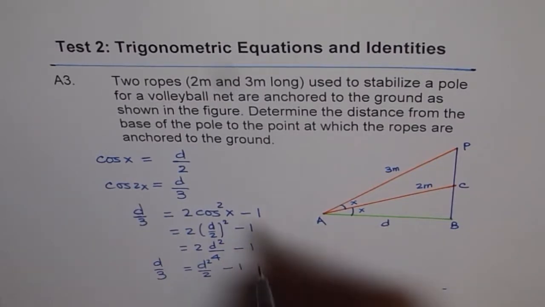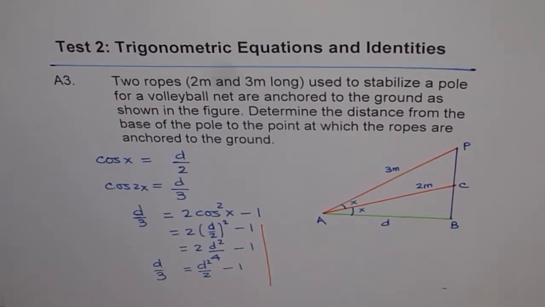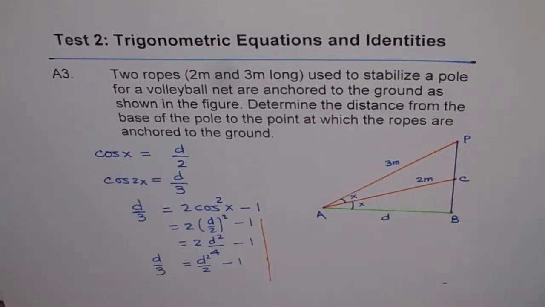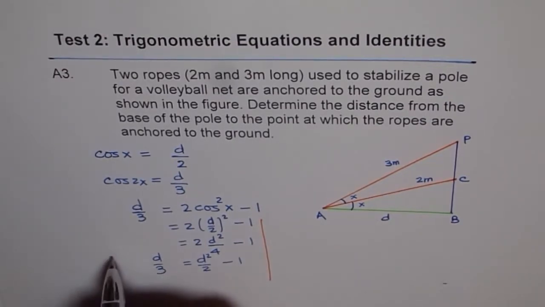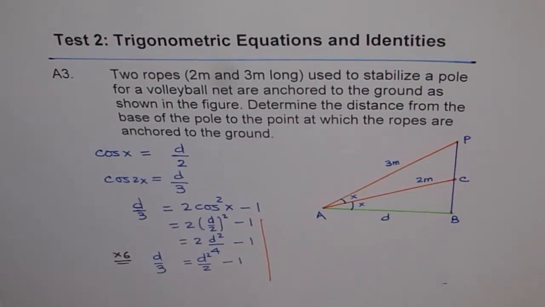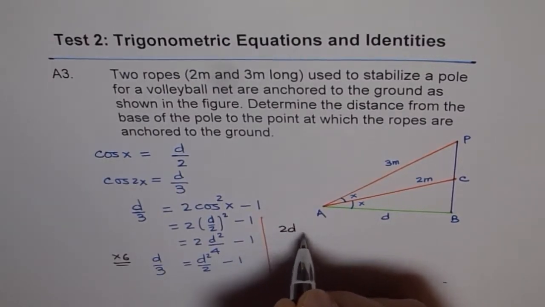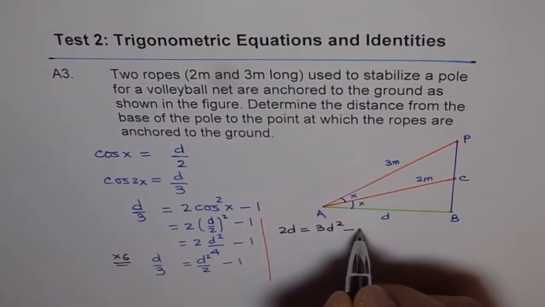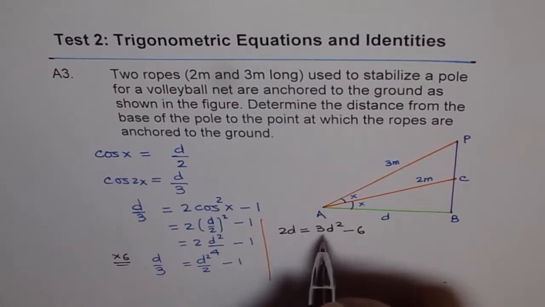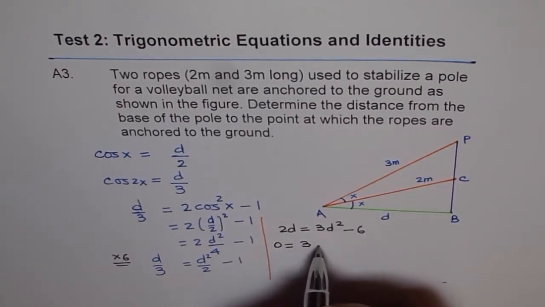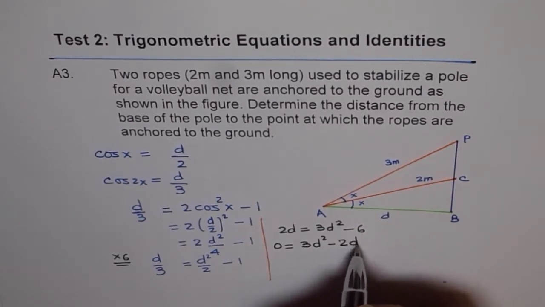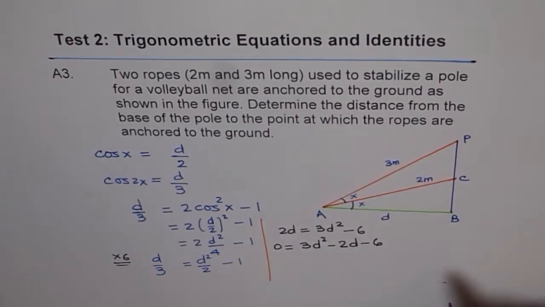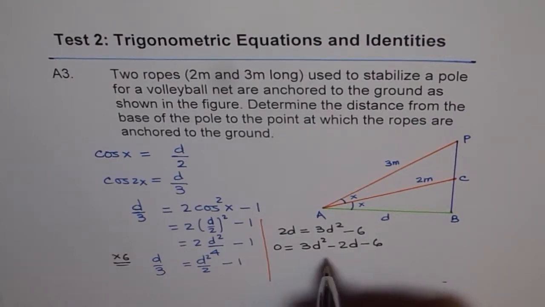So let's do that. So I'll just take this equation on the right side and push the paper slightly in. Okay, so let me use another ink. So what we will do now is we'll times it by 6, both numerator and denominator. So if I do that, then what will I get? 2d equals 3d square minus 6. So let's rearrange the terms, and then we get 0 equals 3d square minus 2d minus 6. And using the quadratic formula, we can find the answer.